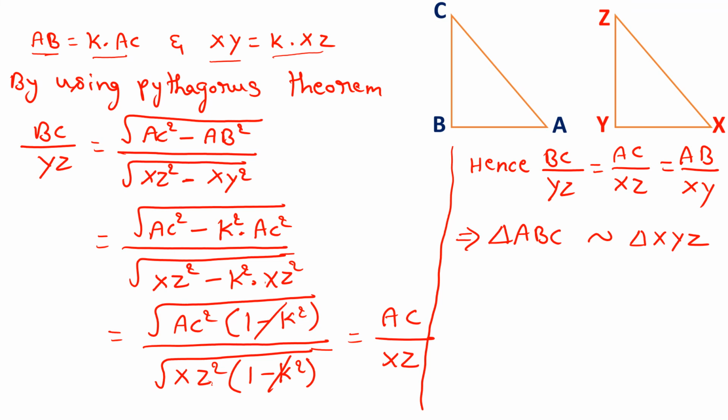If the two triangles are similar, then angle A equals angle X, because if two triangles are similar, all angles are equal. That's why angle A equals angle X. So hence it is proved. Okay, children, I hope you all understood this, right?